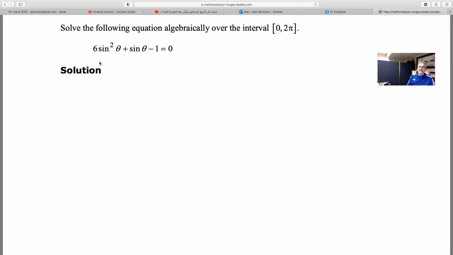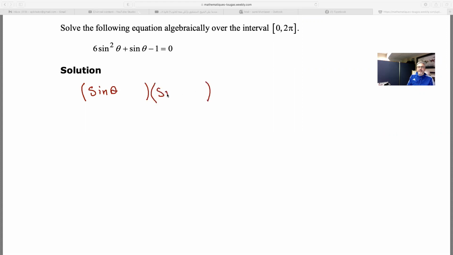So you look at this as if it was 6x squared plus x minus 1, with sine in place of x. So if I'm going to factor that, I'm going to get sine theta in brackets, sine theta, equals 0. So now I multiply the 6 and the negative 1.